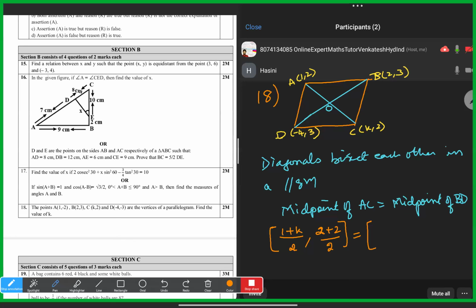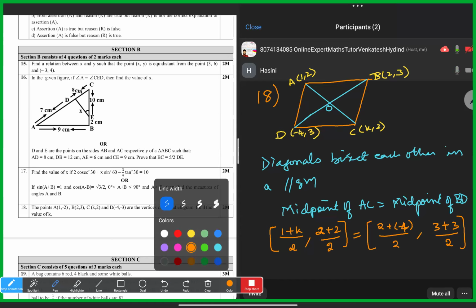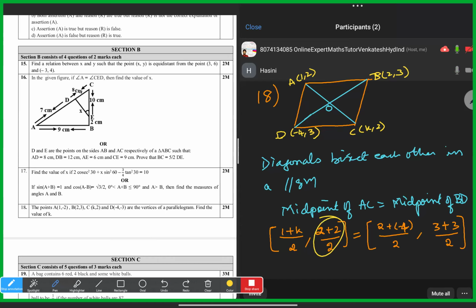Same formula, diagonal BD. BD, sir: (2 minus 4) by 2, that is (2 plus minus 4) by 2, comma, (3 plus 3) by 2. Now, Hasni, here there is no use with these y coordinates, because 2 plus 2 is 4 by 2, 2 only, and here 3 plus 3, 6 by 2, 3. So both should come the same.